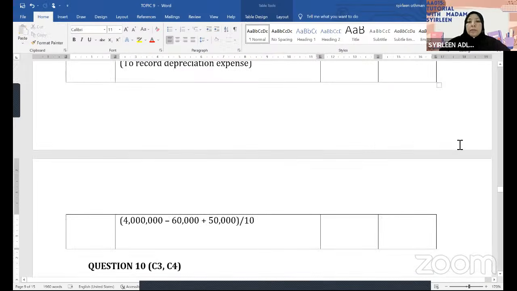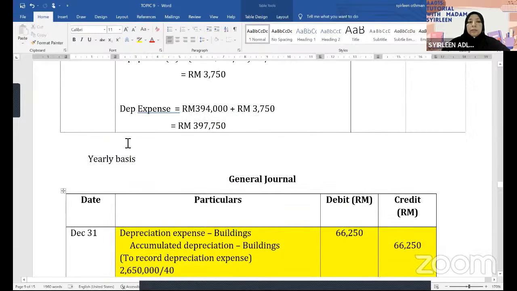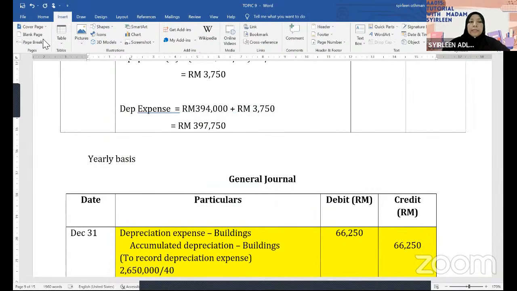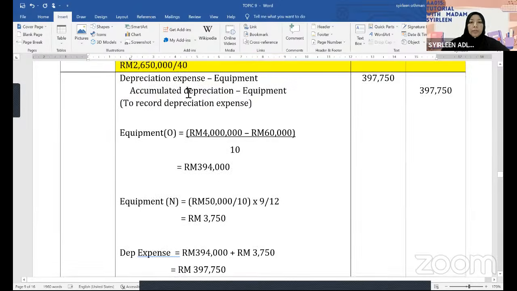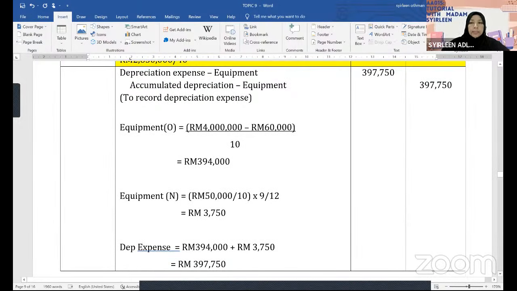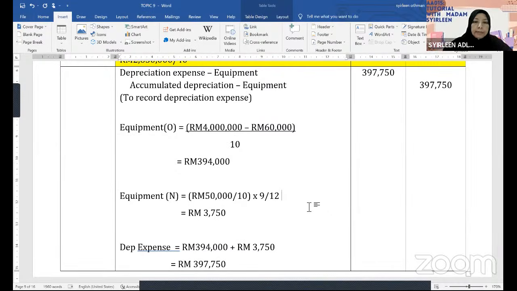Okay, yang berbeza tu nanti hanya untuk monthly, right? Okay, kita tengok untuk equipments. Okay, equipments ada beza sikit sebab, okay, satu, you need to get the latest equipment value. Okay, so equipment kamu asalnya dalam soalan ada 4 million.